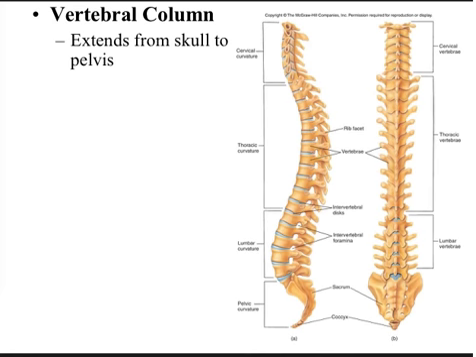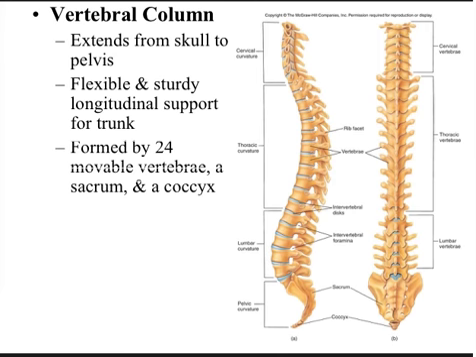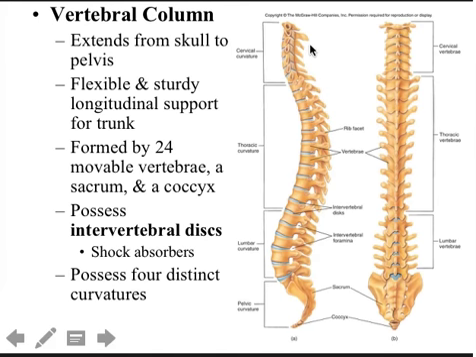This is the vertebral column. It extends from the skull to the pelvis. It's flexible and sturdy. It provides longitudinal support for the trunk. It's formed by 24 movable vertebrae, a sacrum and a coccyx, and contains intervertebral discs that act as shock absorbers, and it has 4 distinct curvatures. You've got a cervical, a thoracic, and a lumbar curvature, and then in the area of the pelvis and the sacrum, we have this pelvic curvature as well.